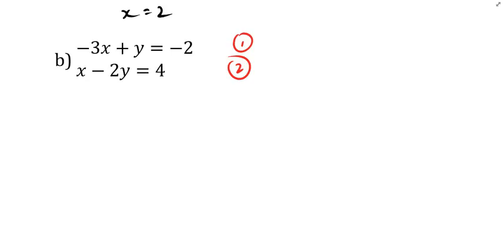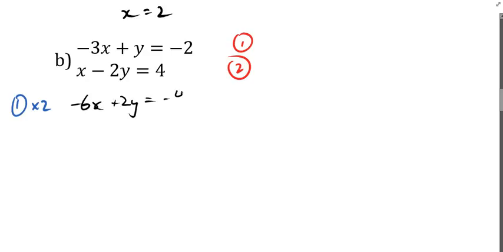Sometimes there might be one that works better, sometimes there's not. Okay, so let's give it a try. So what did we come up with first? We said we were going to multiply equation 1 times 2 to get the y's together. So that's negative 6x plus 2y equals negative 4.